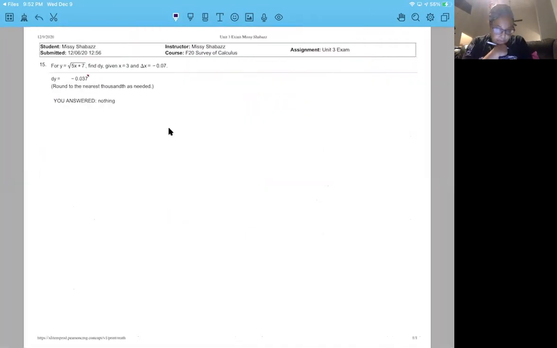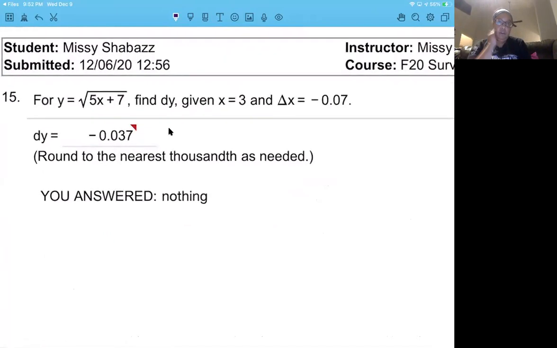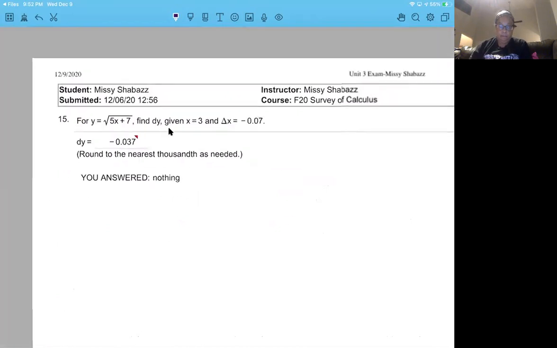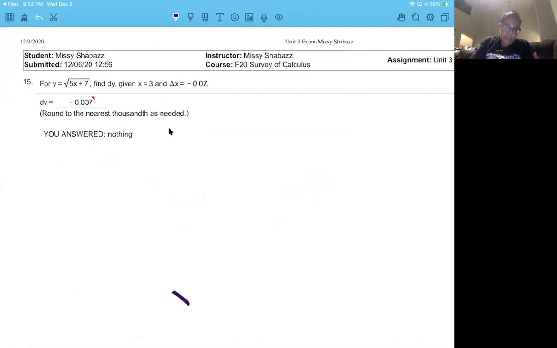Next question. For y equals the square root of 5x plus 7, find dy given x equals 3 and the change in x equals -0.07. Right? dy is approximately f prime of x times the change in x.